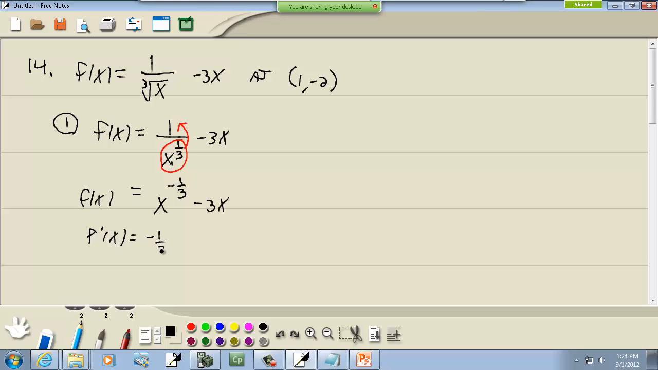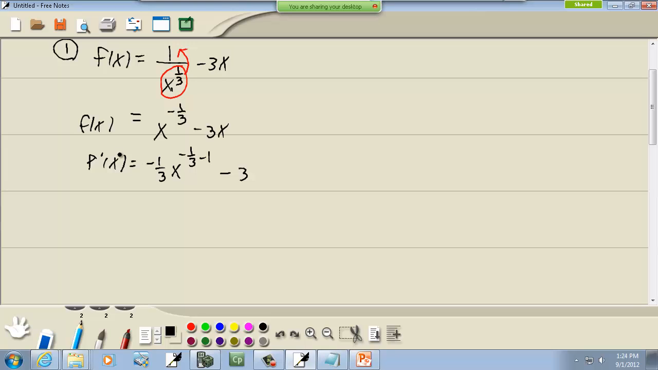Take your power, put it out in front, lower it by 1. So we got -1/3 minus 1. Derivative of -3x gives us -3. So that gives us -1/3 x. This is a mixed number. -1 times 3 gives you -3, and add the -1 gives you -4. So we got -4/3 minus 3. Again, we don't want negative exponents, so I'm going to take that back downstairs. So I got -1 over 3x to the +4/3 minus 3.